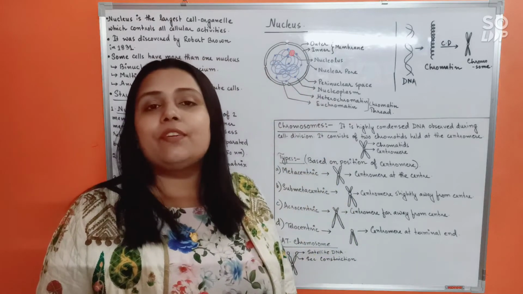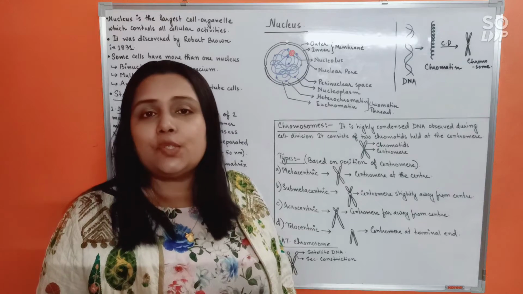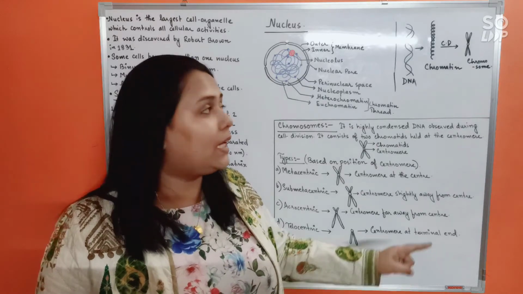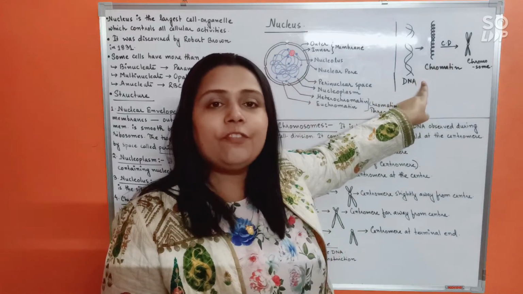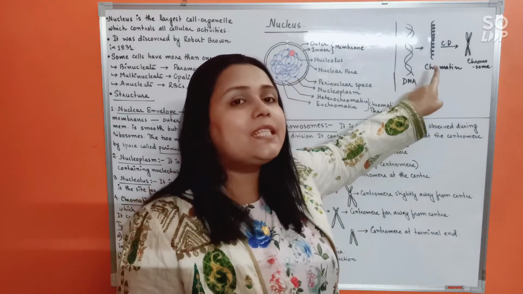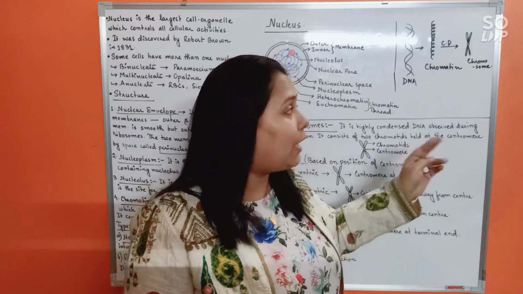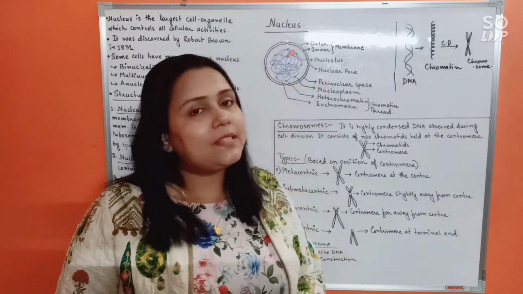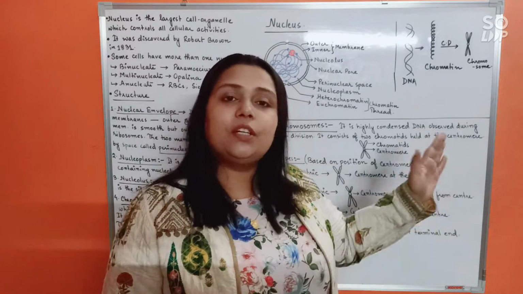Otherwise, if a cell is not dividing and it is metabolically active, in such a cell the DNA would not remain in the form of chromosome. It would then remain in the form of chromatin. But if a cell is dividing, then the chromatin itself will become condensed and will form chromosomes. Is it clear? All of you have understood properly about the three terms?